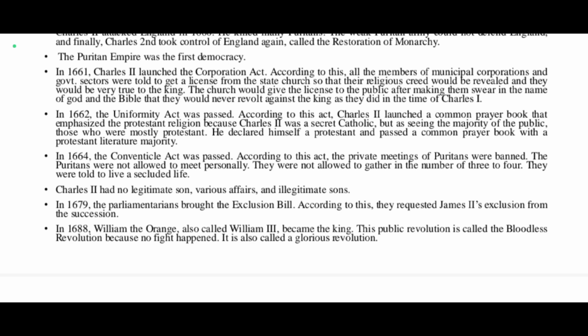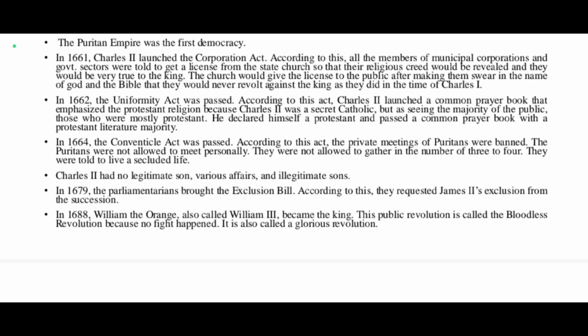In 1685, when Charles II died, James II became the king because he didn't listen to the parliamentarians. He dissolved the parliament and became the true monarch. He didn't listen to anyone, and he made himself the rightful heir of the throne.